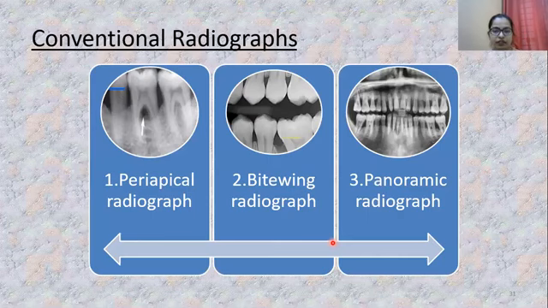The different conventional radiographs which we have are periapical radiographs, mainly for seeing the root parts, the root apex of the tooth and the periapical area. Then bitewing radiograph for visualizing interproximal surfaces of both the maxilla and the mandible at a time, and the panoramic radiograph, also known as OPG, which gives an overall view of the oral cavity.